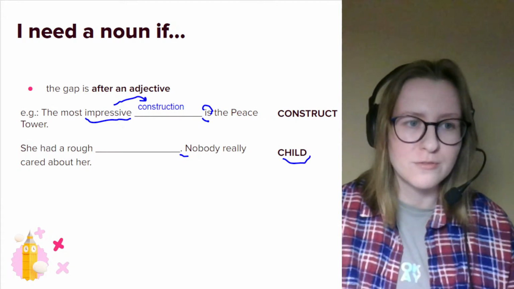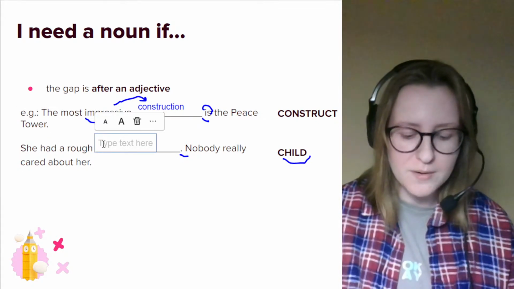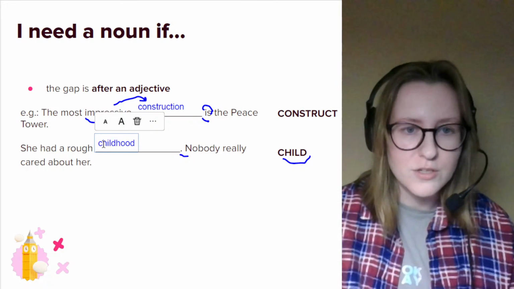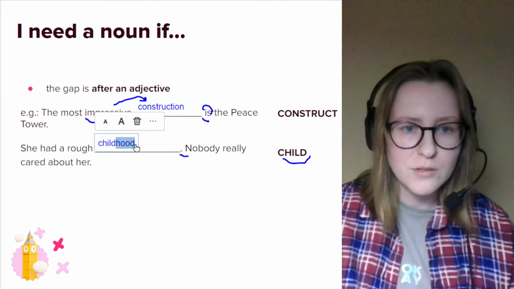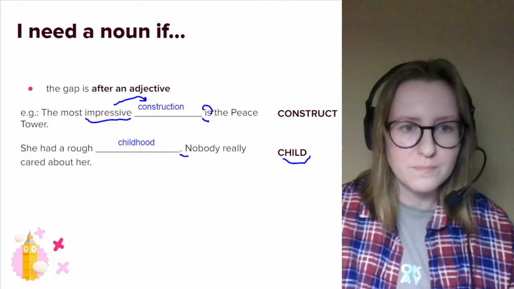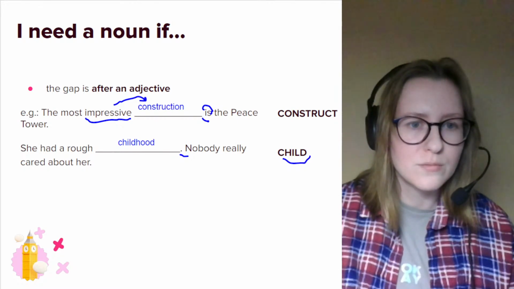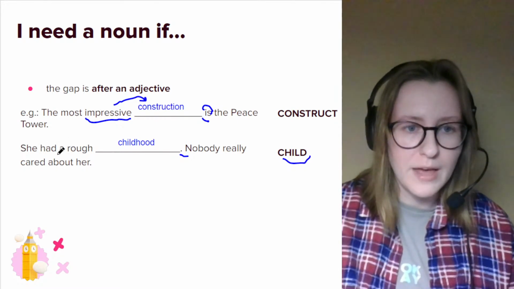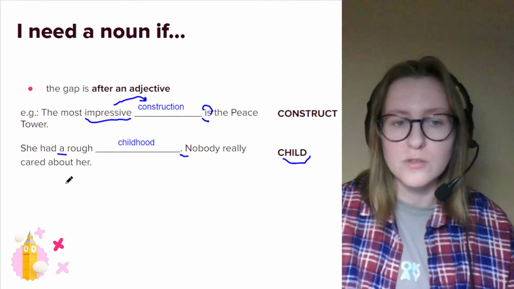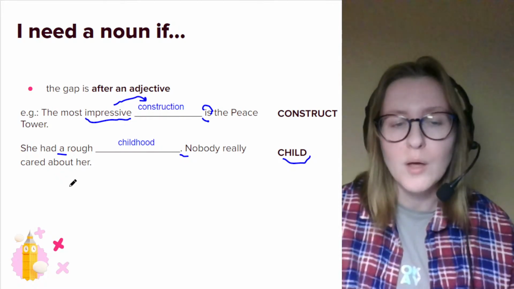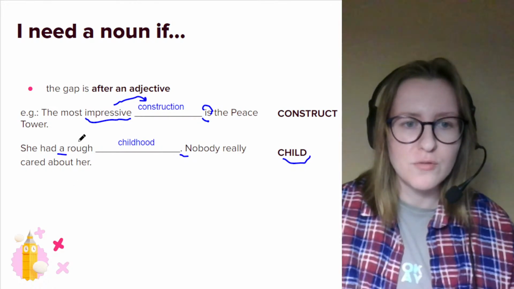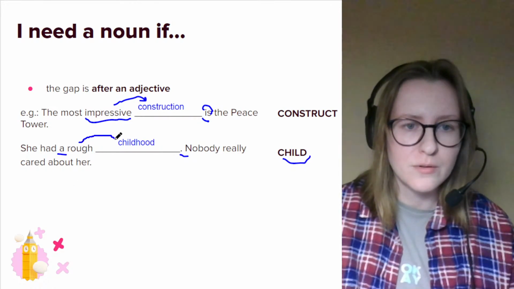So she had a rough childhood, right? That's a time period in which you are a child. She had a rough childhood. Nobody really cared about her. Why one? Well, first of all, we have a here, right? So she had a rough childhood. A speaks to a singular noun. We can't use it with plural nouns, right? And we got it. Here, rough describes our noun childhood.